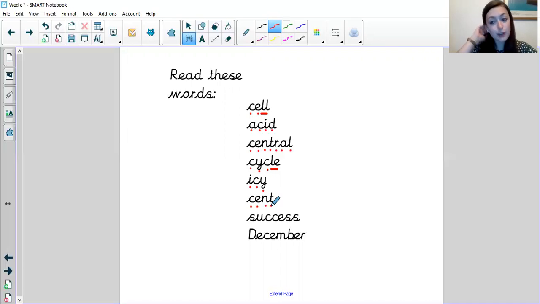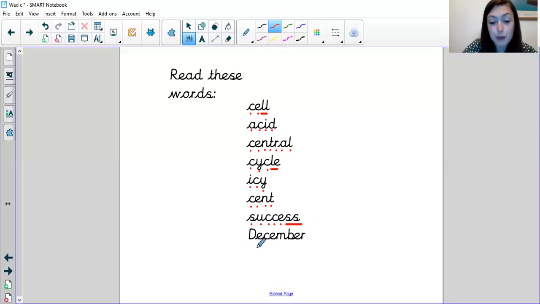What about this? Cent. So we talked about this in school. We have pounds and pennies, and in America they have dollars and cents. So cents are a bit like our pennies. What about this one? This one is super tricky. I'll be very impressed if you get this one. Success. Now this is particularly tricky because the two C's in the middle, they're making a different sound for each one. Success. So we have a hard C sound, a k, and a soft C sound. Success. Success. So that means that you have achieved something. If you are successful, you've done well.